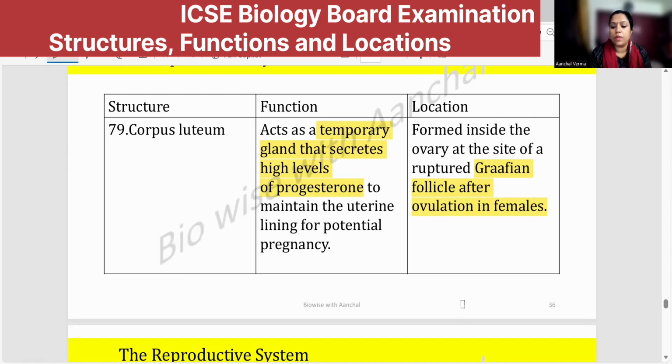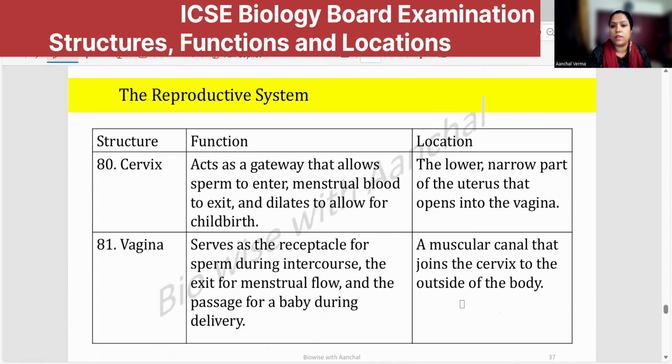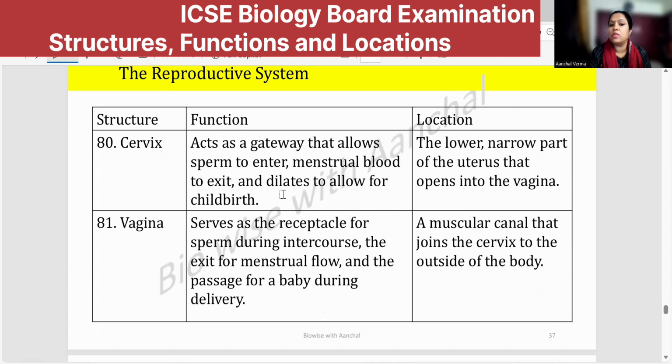Okay. Moving to the next, the cervix. It acts as a gateway that allows the sperm to enter, menstrual blood to exit, and dilates to allow childbirth. This is the complete answer for the function of the cervix. Now, the lower narrow part of the uterus that opens into the vagina. The vagina serves as a receptacle for sperm during intercourse, the exit for the menstrual blood flow, and passage for the baby during delivery. It's a muscular canal that joins the cervix to the outside of the body. That is called the vagina.